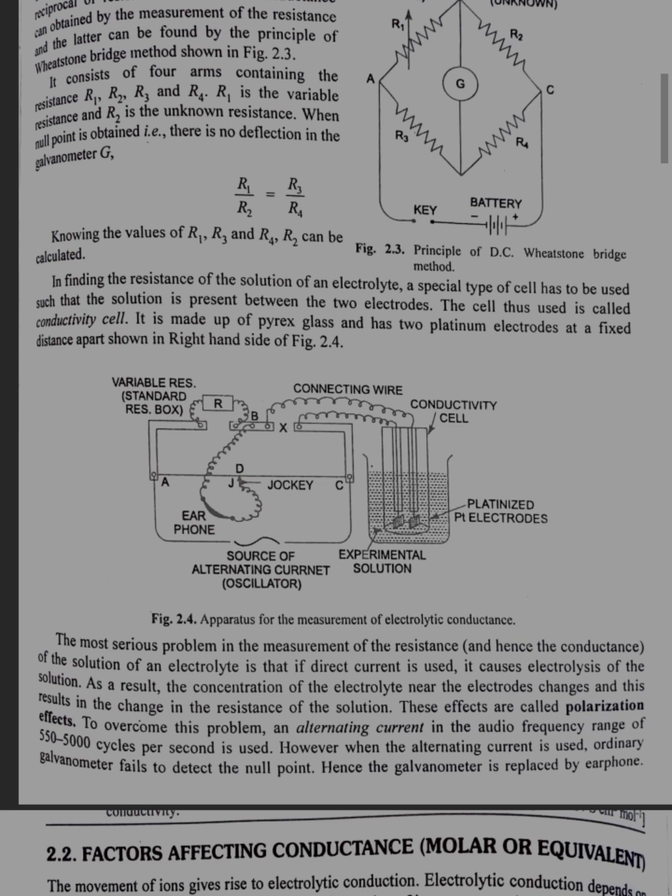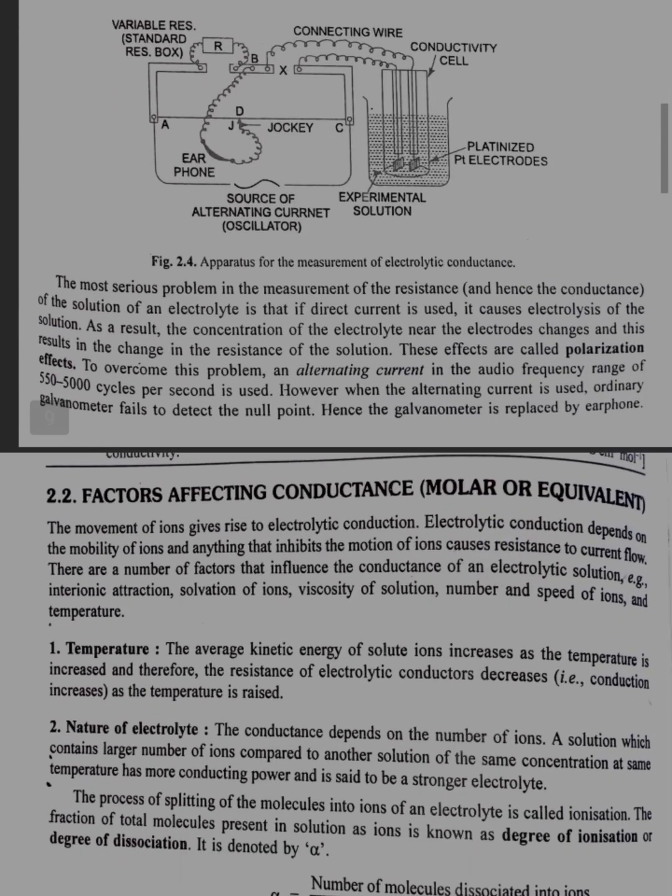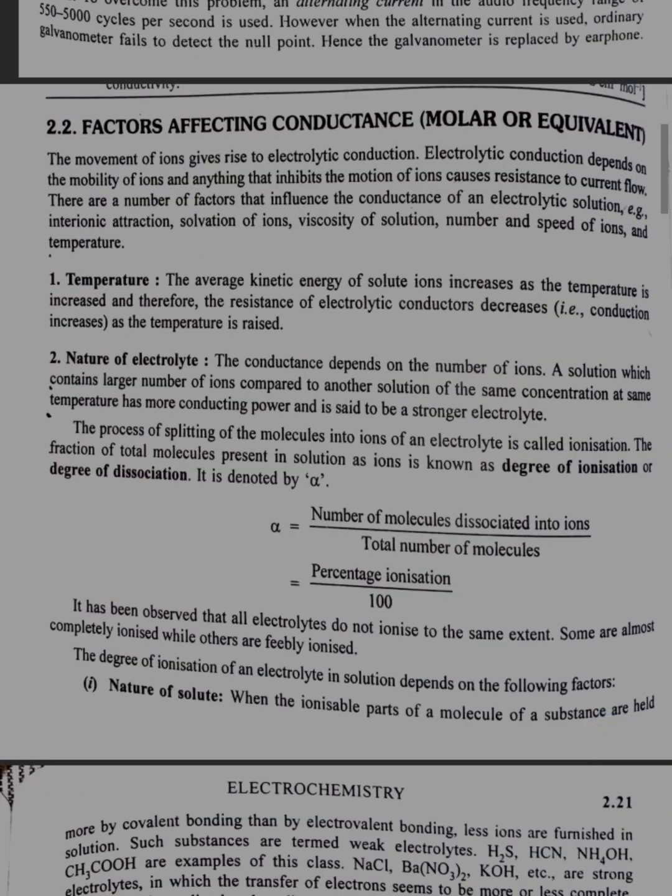As a result, the concentration of electrolyte near the electrodes changes, and this results in a change in resistance of the solution. These effects are called polarization effects. To overcome this problem, an alternating current in the audio frequency range of 550 to 5000 cycles per second is used. However, when alternating current is used, an ordinary galvanometer fails to detect the null point, hence the galvanometer is replaced by earphones. Factors affecting conductance, molar or equivalent.